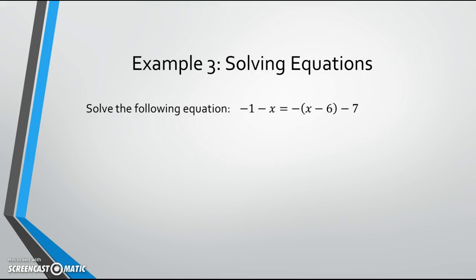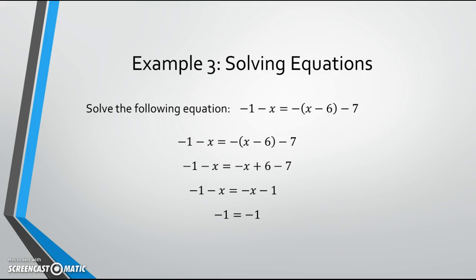Okay, another example of this is a little bit more difficult. We have some distribution in there first, so we have to distribute the negative 1 in front of that parentheses. So we end up with negative x plus 6, and we bring down our minus 7 still. Now we combine like terms. 6 and negative 7 make negative 1. And if we want to get x on one side of the equation, we're going to add x to both sides, and the x actually cancels, leaving us negative 1 equals negative 1. That is a true statement, therefore the answer is infinite solutions. There are infinitely many solutions for this equation.